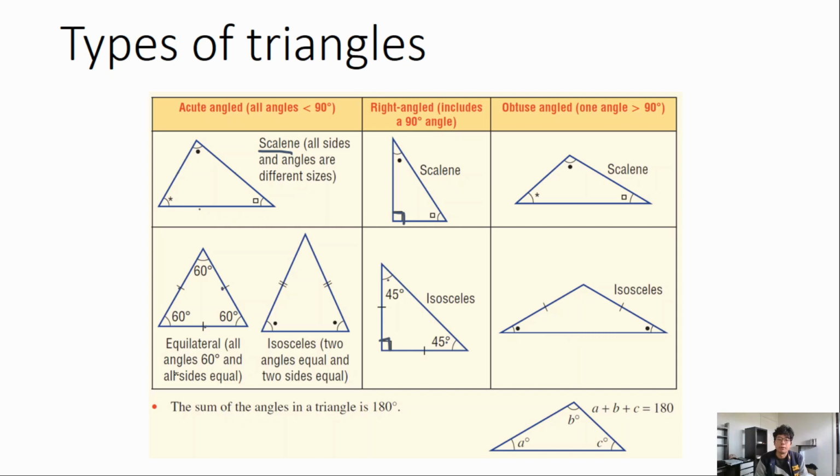A key point for this is that the sum of all the angles in a triangle is always 180 degrees. So if you add all the angles in a triangle, no matter what triangle it is, it's always going to give you an angle total or angle sum of 180 degrees. So let's pause the video here and write this down. This will be very important.